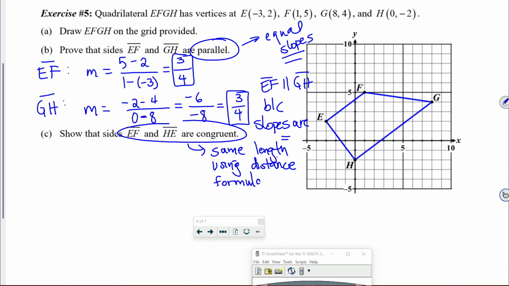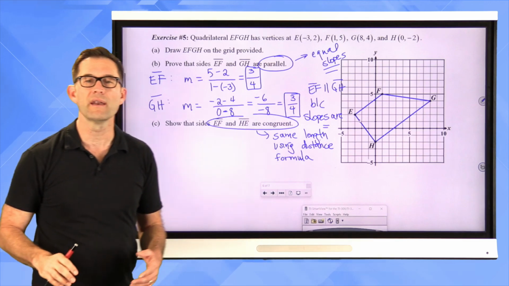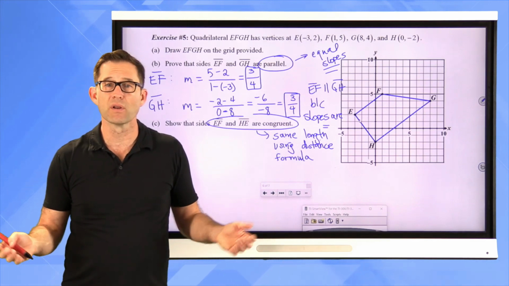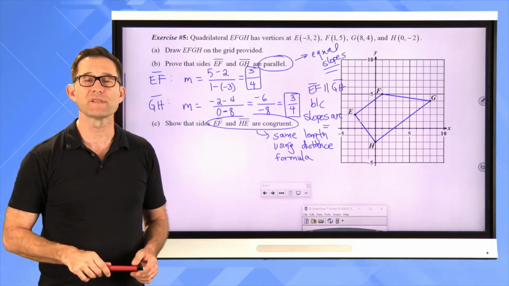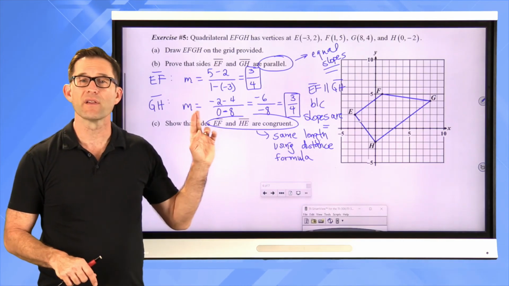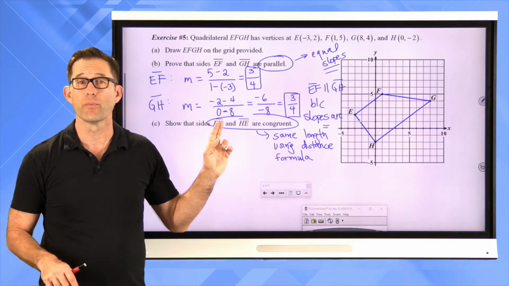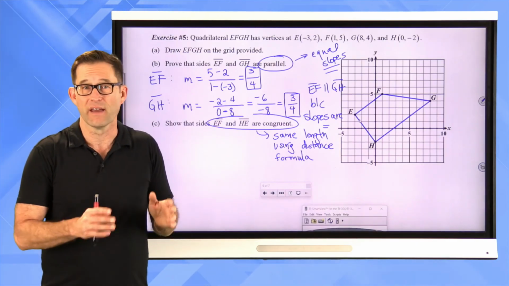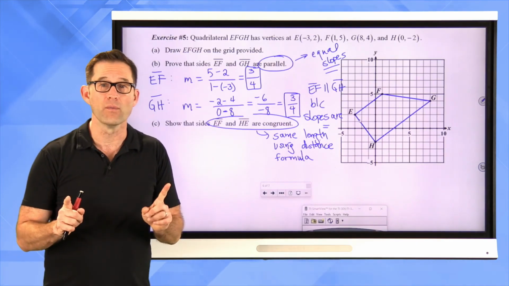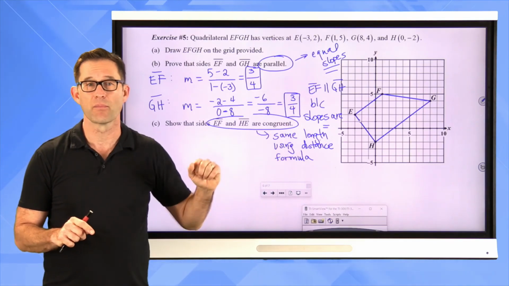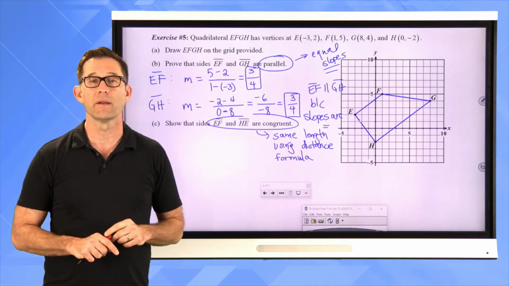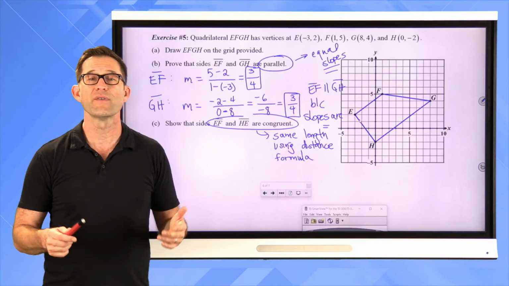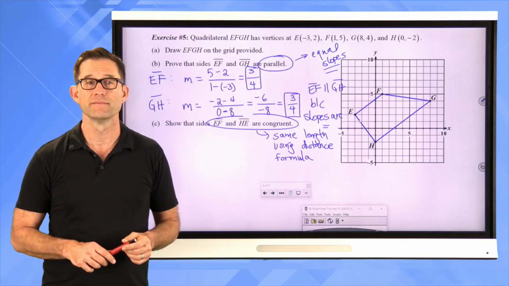And of course the distance formula is a little bit more complicated than the slope formula. Not a ton, but a little bit. So I'd like you to pause the video right now and try to find the length of EF. It would be appropriate to say EF equals, and the length of HE, HE equals. Hopefully what we'll find is that they're the same number. If they're not, then we likely made a mistake in our calculation. Pause the video now and go ahead and do that.